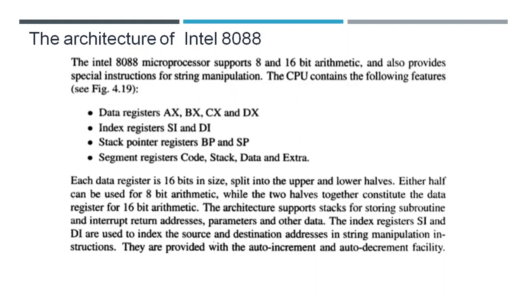Now let us come to the next, that is index registers. The index registers SI and DI are used to index the source and destination addresses in string manipulation instructions. They provide auto increment and auto decrement facility. Next is the stack pointer registers, BP and SP. Both of these are required whenever we want elements to be added in a sequence or elements to be deleted in a sequence. We also have segment registers: code, stack, data and extra. We will see the diagrammatic view of this architecture in the next slide.